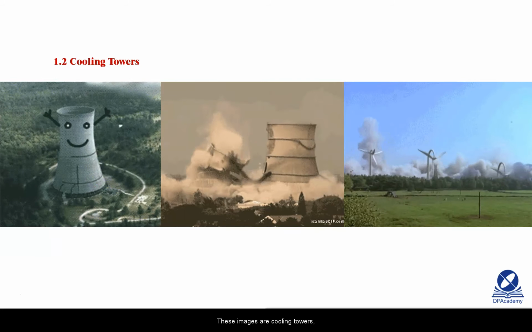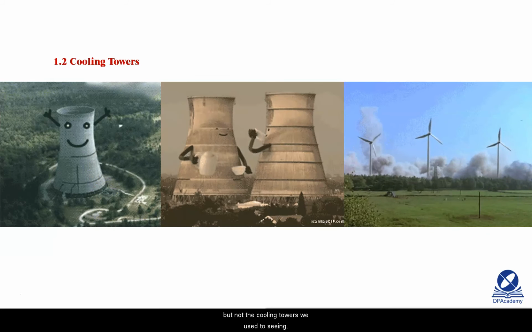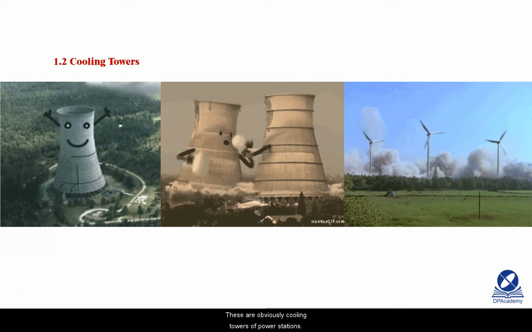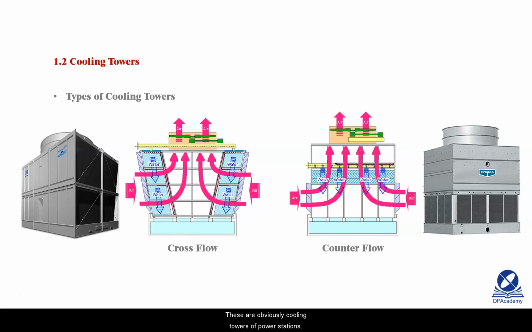These images are cooling towers, but not the cooling towers we're used to seeing. These are obviously cooling towers of power stations. In our buildings, we use forced draft cooling towers. These are the two common types of cooling towers that we see in our buildings. There is cross-flow and counterflow. They are named with respect to how water crosses with air.